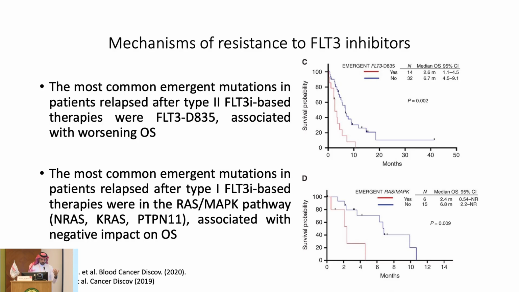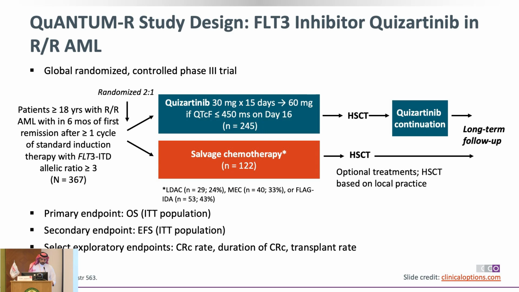And for those who receive a type 1 inhibitor, for example midostaurin, they acquire mutations in the RAS pathway, and they do have worse outcomes. So within the relapsed/refractory setting, I'm discussing here the QuANTUM-R study, which evaluated quizartinib in the relapsed/refractory setting for FLT3-ITD patients.